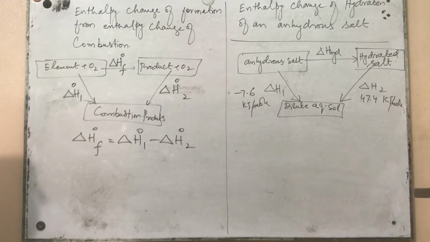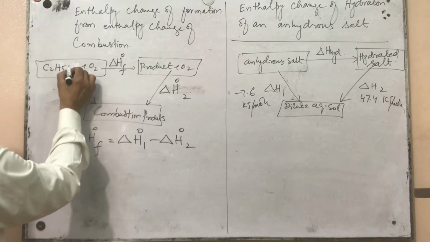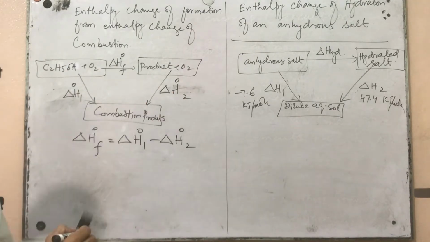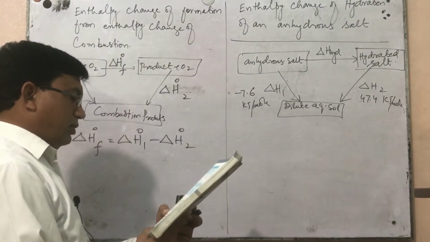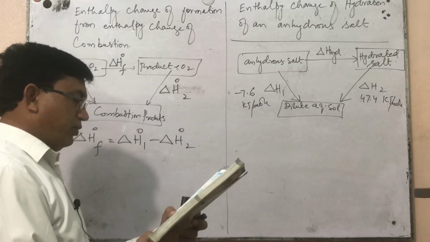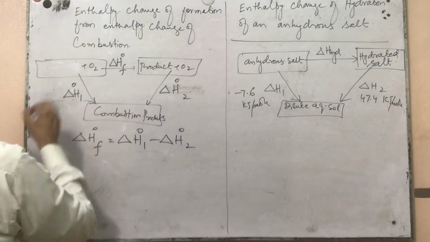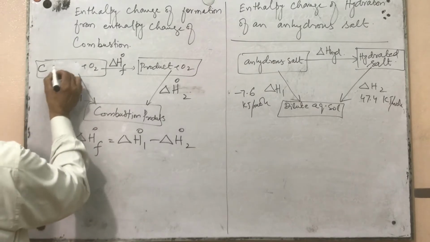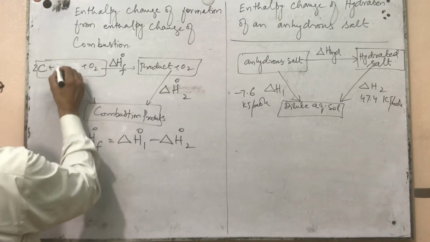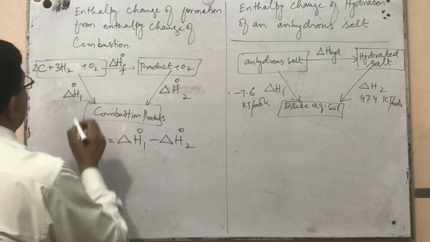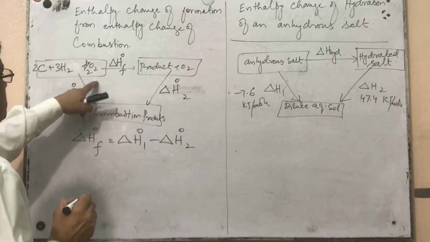Now, if I take, say, ethanol, C2H5OH, as my example, first of all, I have to write down the balanced chemical equation for the reaction. Enthalpy change of formation, delta H naught F. Graphite, hydrogen. For example, I take 2 moles of carbon as graphite, then 3 moles of hydrogen, and then 1 mole of oxygen. Now, these are elements present in their standard states.